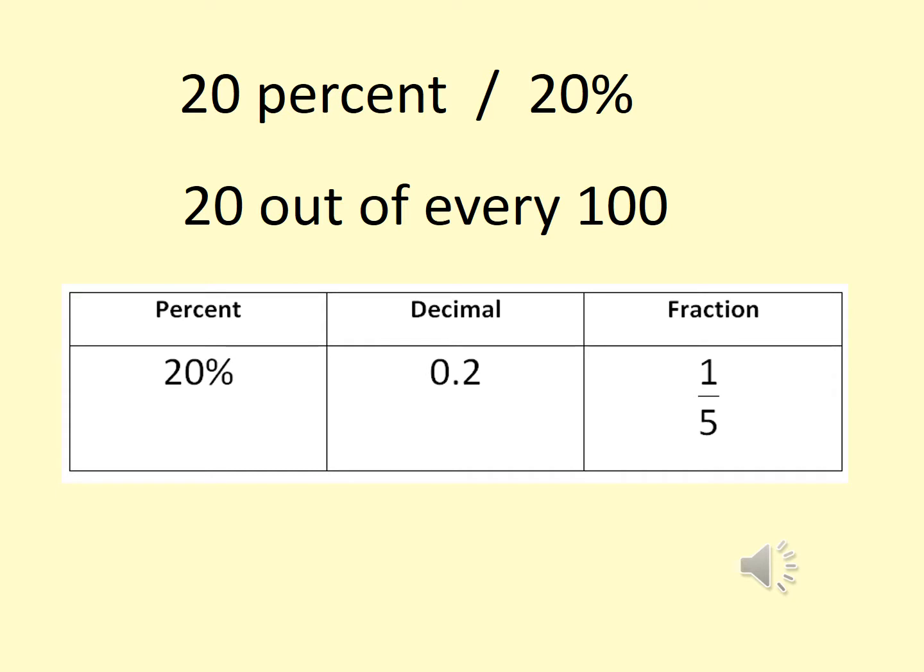A common misconception is to think that 20% is the same as 1/20th. But if 20% is 20 out of 100, then there are 5 20s in 100. So it makes sense that 20% is the same as 1/5. But it is 0.2 as a decimal, 2/10.